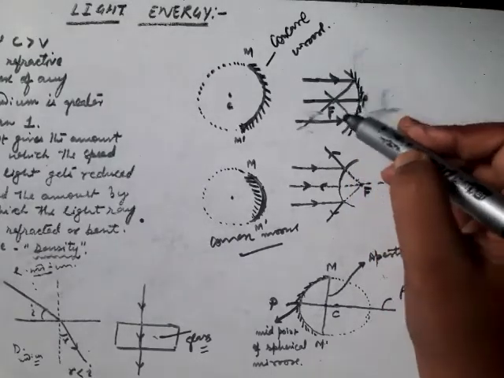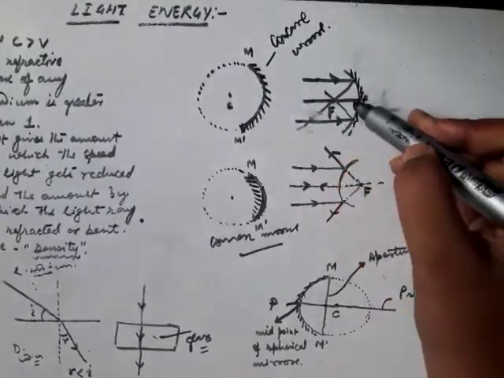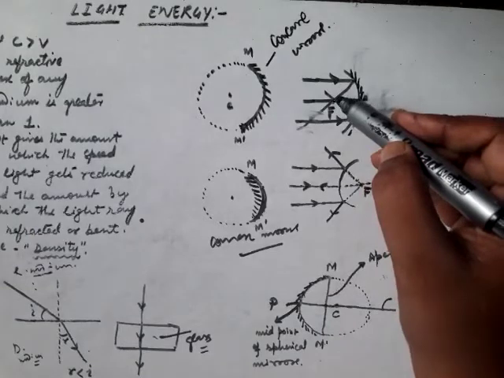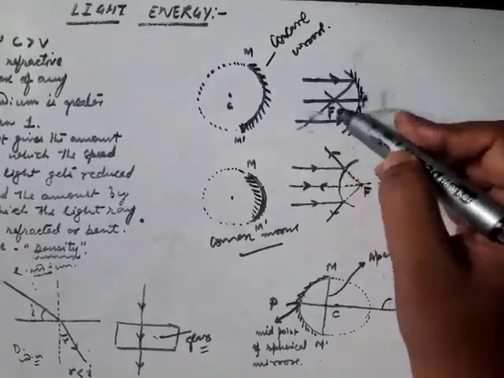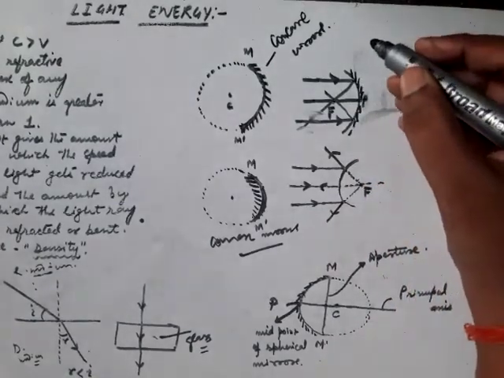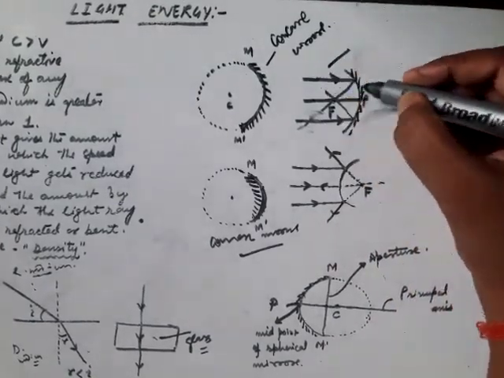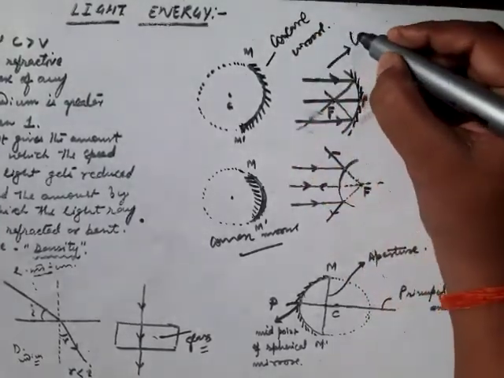Okay, it always converges to some particular point on the principal axis. This is called the focus, and it always forms a real image. It is also called a converging mirror because it converges towards the focus. Okay, the concave mirror is also called the converging mirror.